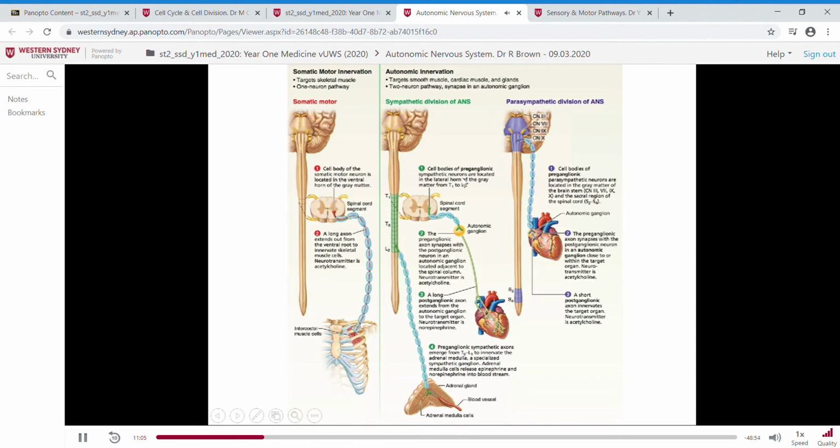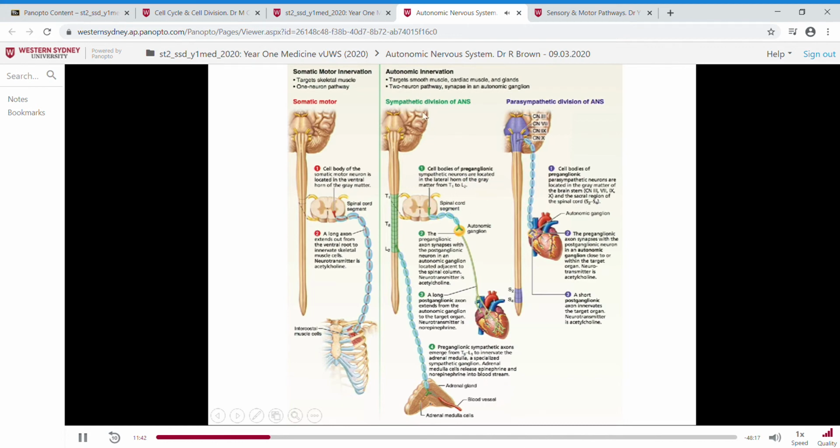Okay, so there you can see the cell bodies of the preganglionic sympathetic neurons are located here in the lateral horn, the grey matter from T1 to L2. Some textbooks will tell you to L3, so I will take L2 to L3 if that happens to come up as a question in an exam. Don't freak out too much about that, okay? And here's your preganglionic neuron coming out of the central nervous system and synapsing onto an autonomic ganglion, and then your postganglionic neuron synapsing onto the target organ, in this case the heart.